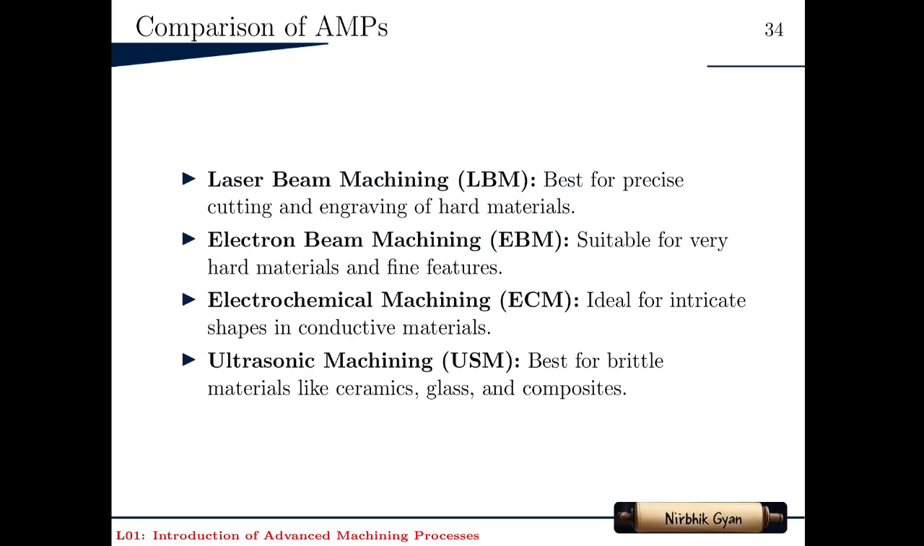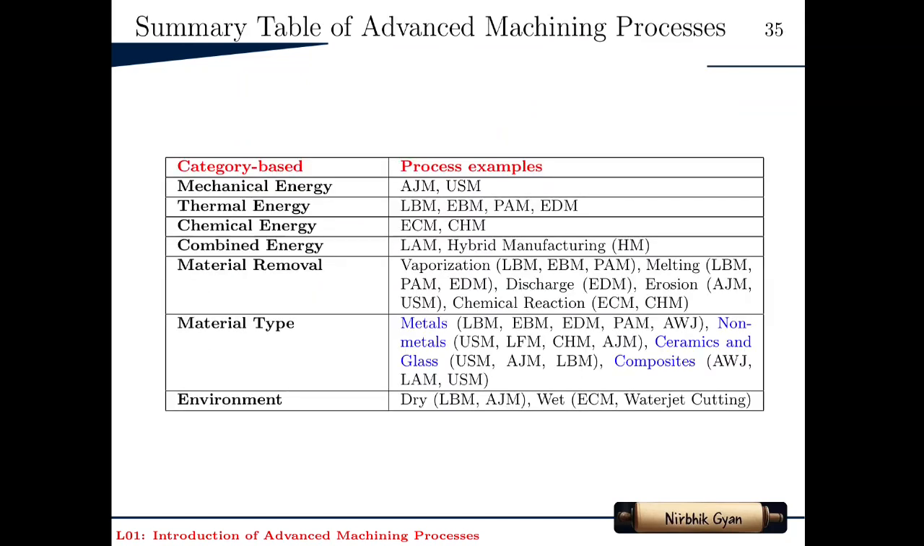Now, a summary of advanced machining processes. Laser beam machining is best for precise cutting and engraving of hard materials. Electron beam machining is suitable for very hard material and fine features. Electrochemical machining is ideal for intricate shapes in conductive materials. Ultrasonic machining is best for brittle materials like ceramics, glass, and composites. Even AJM is also suitable for brittle materials.